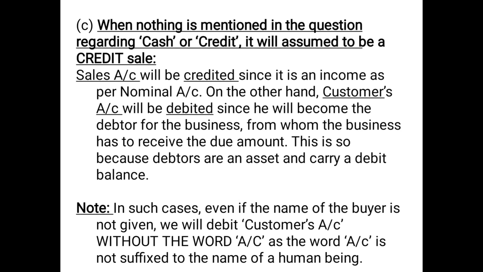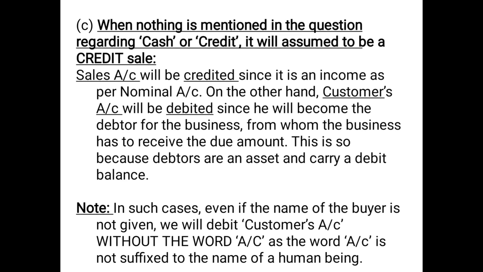Moving ahead, case C. When nothing is mentioned in the question regarding cash or credit, just like purchases, if nothing is mentioned in the question whether the sales are made in cash or credit, then in that case we will assume it to be a credit sale. So again, what will be the entry in this case? The same entry which we have discussed for credit sales, that is customer's account debited. If it is a human being, we will not suffix the word account.